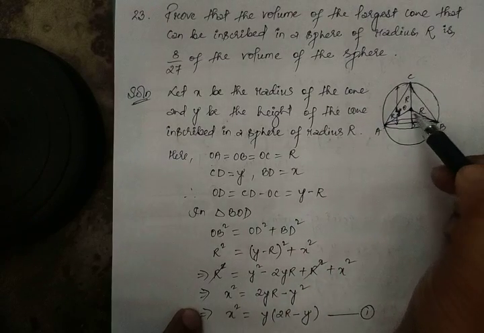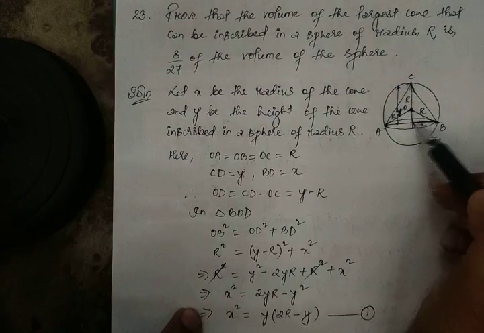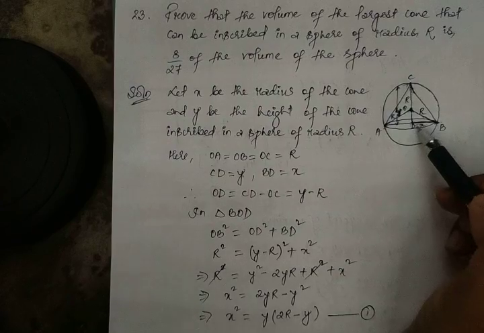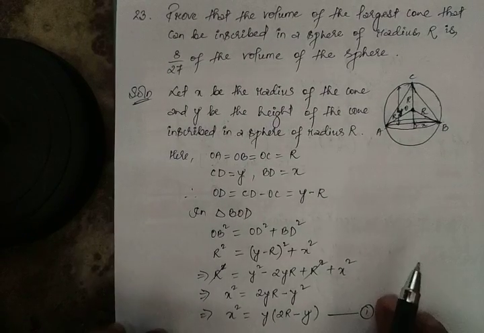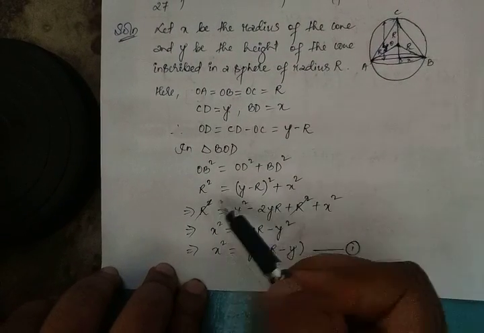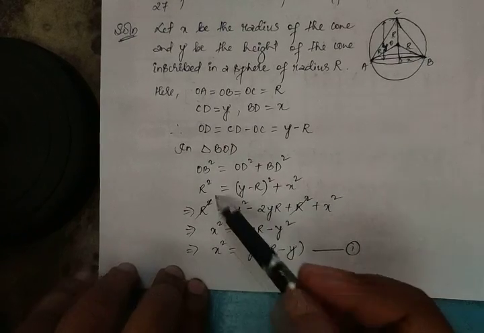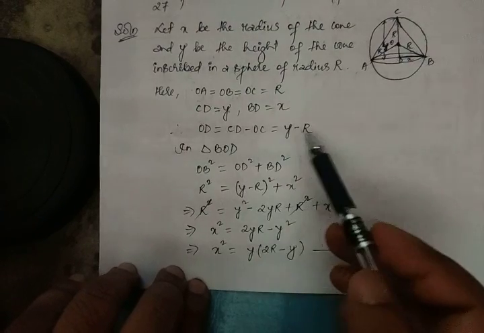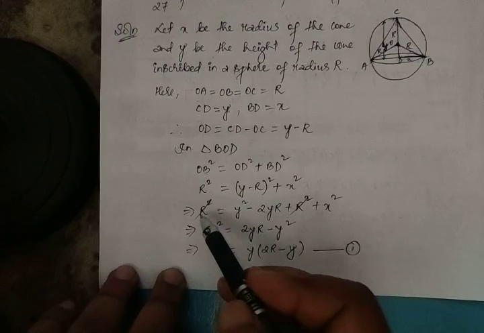Now as you can see, this is a right angle triangle. You can take this or this, anyone. Let us take triangle OBD. Here we can apply Pythagoras theorem to find X. In triangle BOD, OB is the hypotenuse, so OB square equals perpendicular square, that is OD square, plus base square, that is BD square. OB is equal to R, so R square equals, OD is Y minus R whole square, plus BD square, BD is X, so X square.